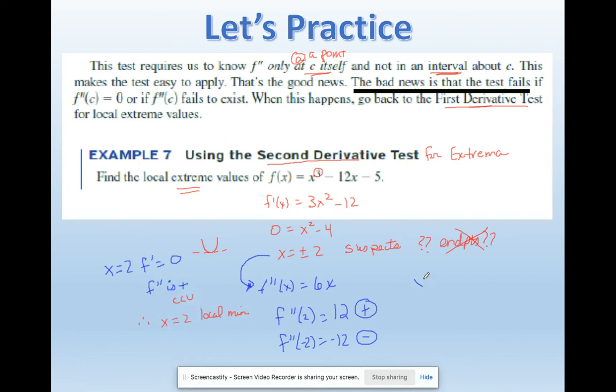x equals -2. What was true? f prime was equal to 0. f double prime was negative. Therefore, I had a horizontal tangent, but concave down at x equals -2. Therefore, x equals -2 is a local max.